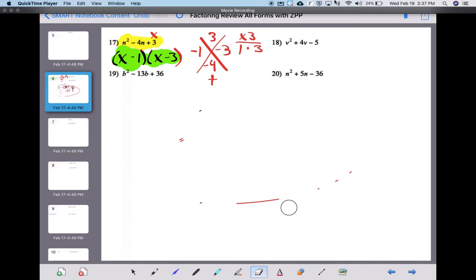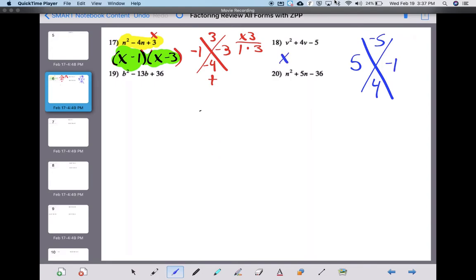Let's look at number 18. Number 18, we're looking at numbers that multiply to -5 and add to 4. Notice there's no GCF there. So the ways to do that would be 5 and -1. So v plus 5, v minus 1. There's the factors there.